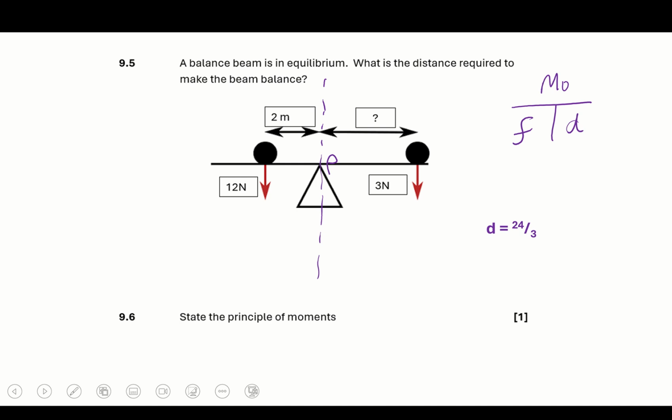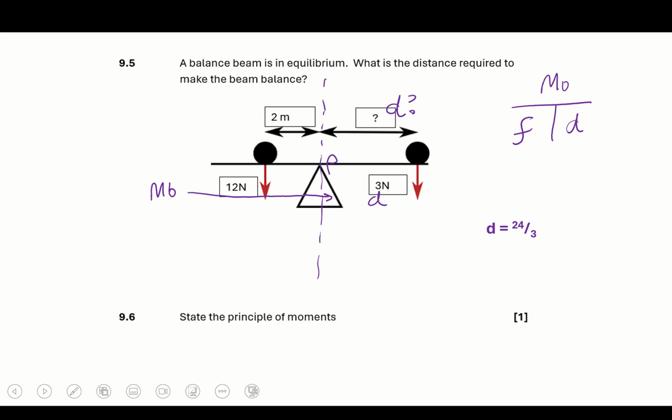So we're going to work out the side where we've got 2 bits of information to work out the bit of information we don't want. So we want to find out what's the distance over there. So our first job, find the turning moment on this side, move that across to this side, and then use that to find the distance.